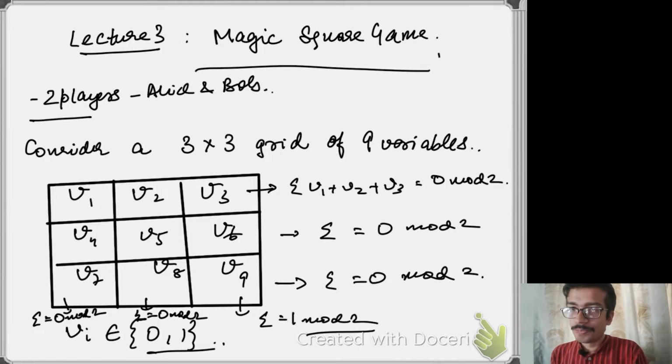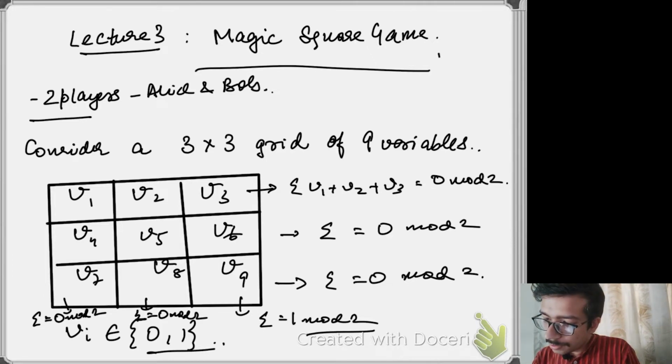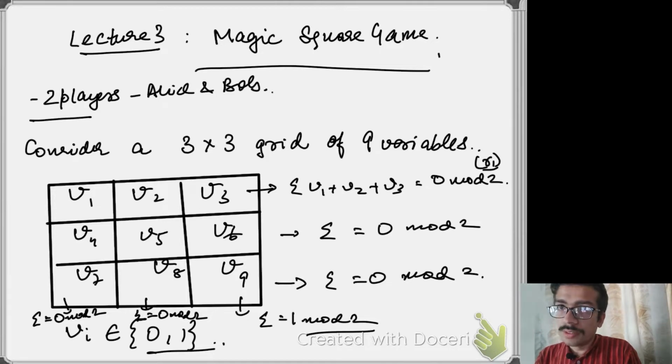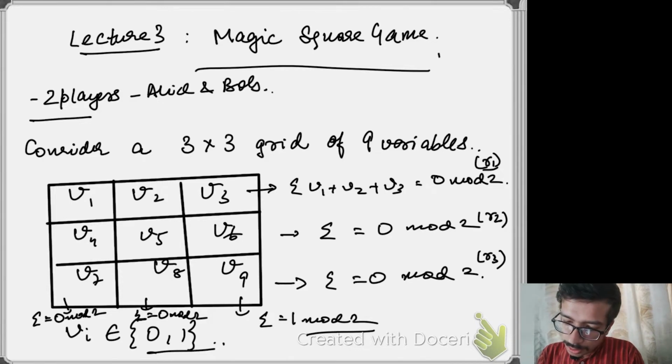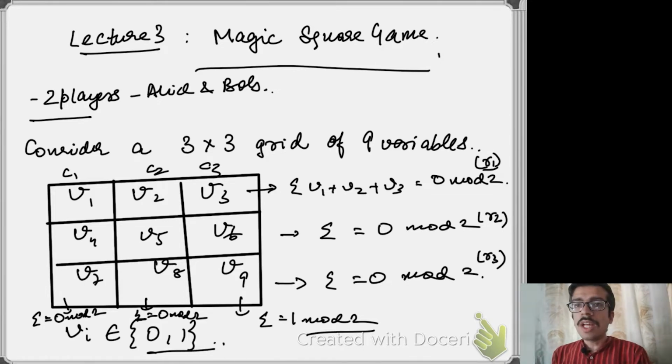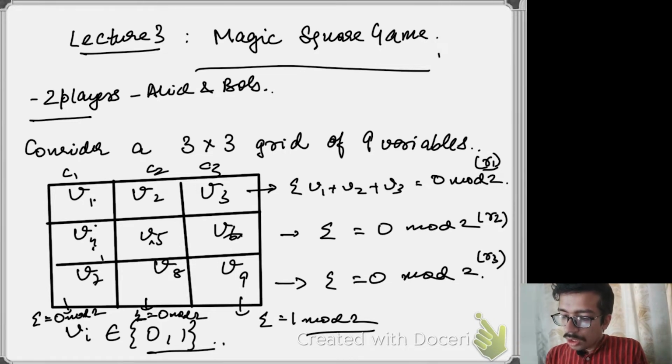1 modulo 2. So I can label these constraints as R1, which means the first row, R2, R3, then C1, C2 and C3. Each of the Ri's says that the sum of the variables in the given row is 0 modulo 2. Each of the Ci's says that the sum of the variables is 0 modulo 2, except for the third column, where it is 1 modulo 2.